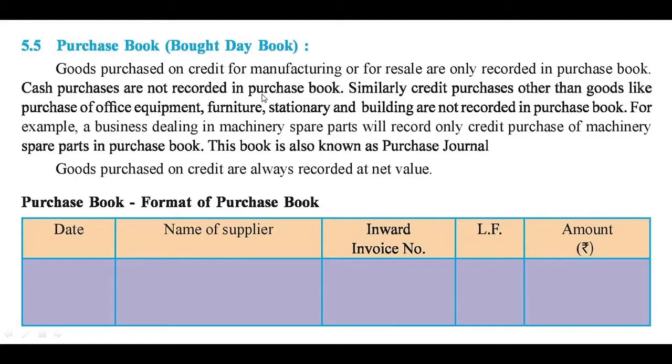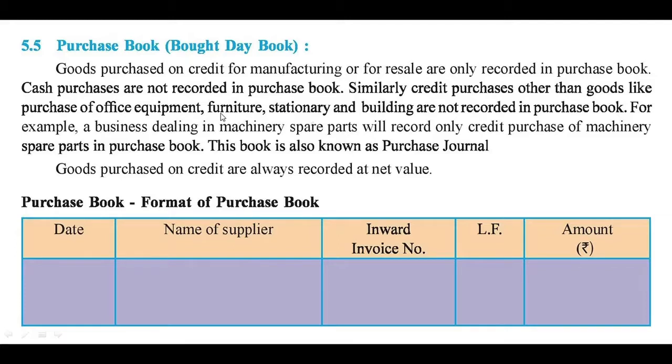Secondly, when goods like office equipment or furniture, stationery are purchased, then they are not recorded in the purchase book, because these goods are like fixed assets, and stationery is purchased for the office use. So these goods are not purchased for resale or for manufacturing purpose. So that is why they are not recorded in the purchase book.